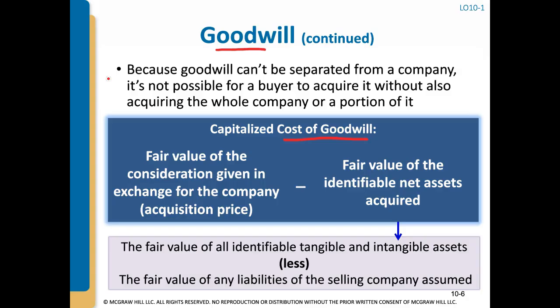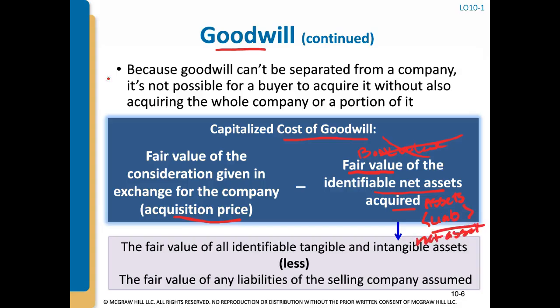The way that is calculated is you look at the fair value of the consideration given in exchange for the company. So think of this as the selling price minus the fair value of all the identifiable net assets acquired. So notice this is fair value, not the book value. It's the fair value of the identifiable net assets. So net assets is going to be your assets minus your liabilities. That equals your net assets.